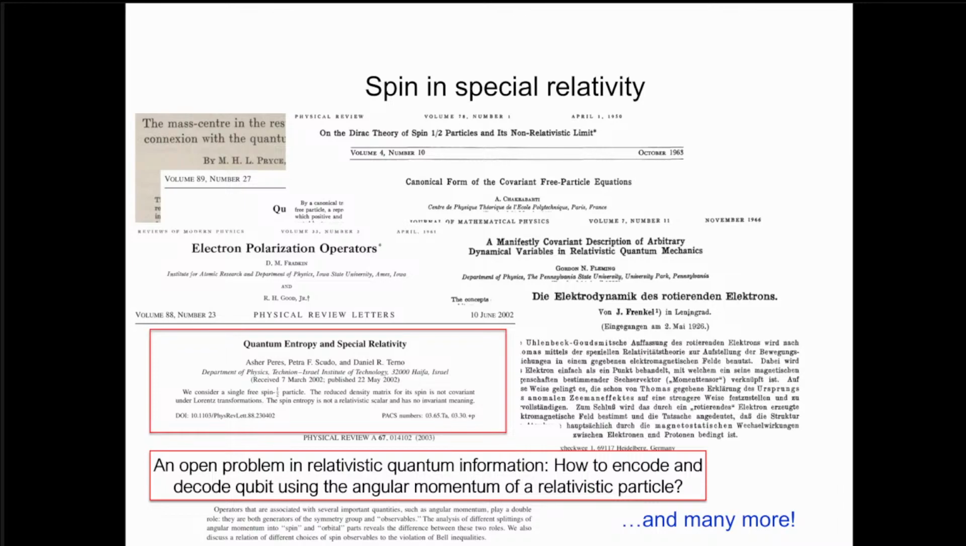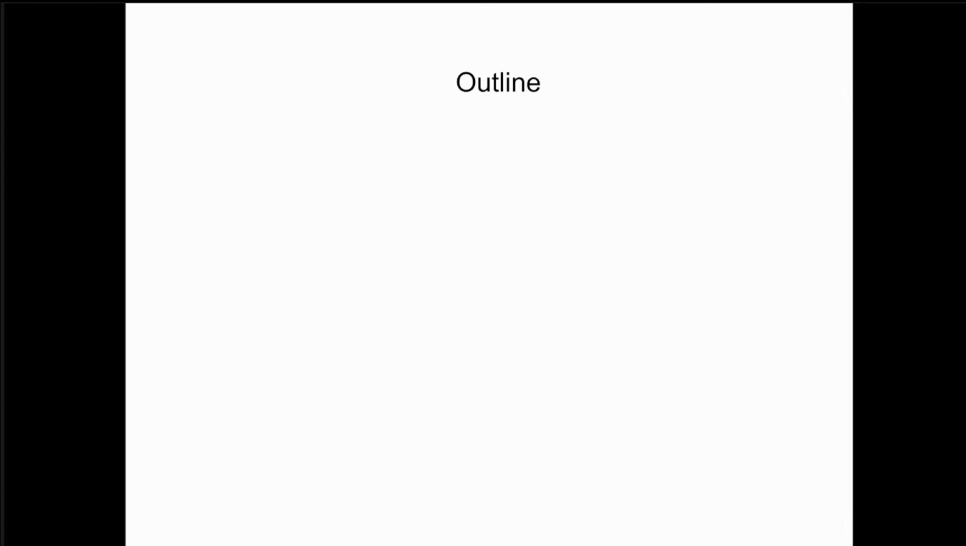And in order to address this question, I will need to introduce the notion of quantum reference frames. And I hope I will convince you that there is a solution and there is no loss of information, and there is a well-defined way how we should encode and decode a qubit in relativistic particles by the end of my talk. So here is the outline of my talk.